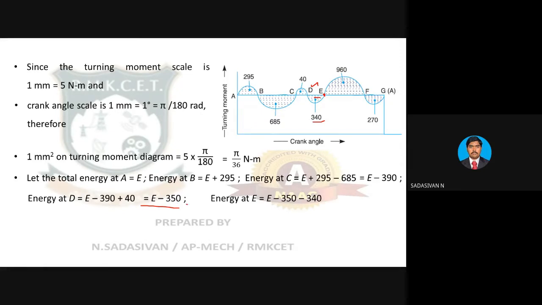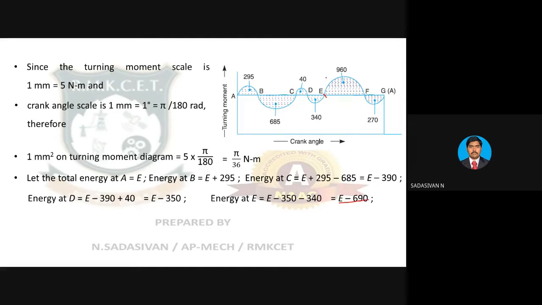This is the energy at the previous spot. This answer, right, just as it is here. From that you have to subtract this 340, minus 340. Therefore, it will be E minus 690. Effective energy available at point E is E minus 690.